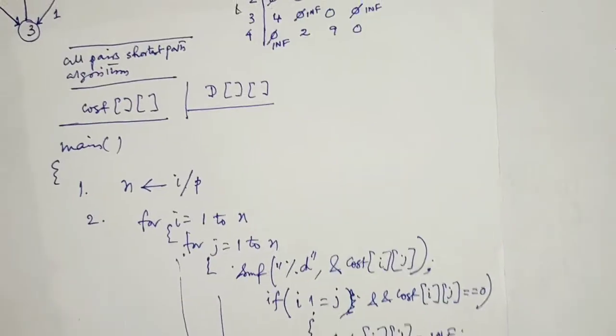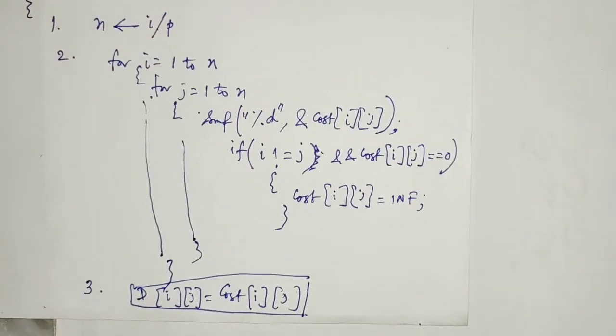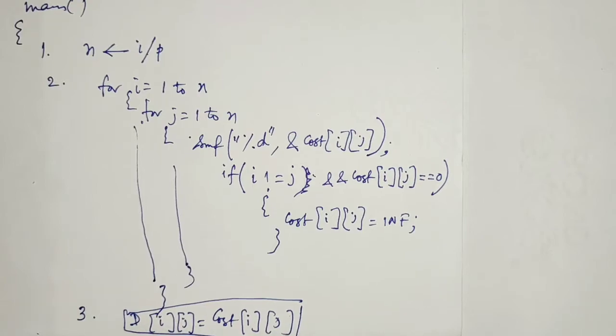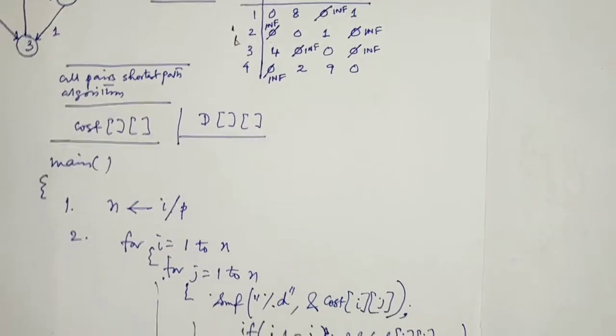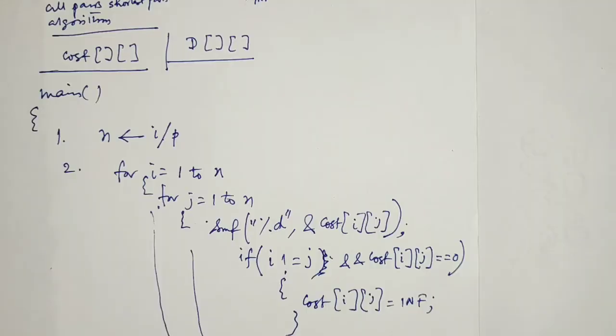Cost matrix will be as it is. We will implement the concept of Floyd Warshall's algorithm using D. Okay, so the first part is over. So the main part is over.